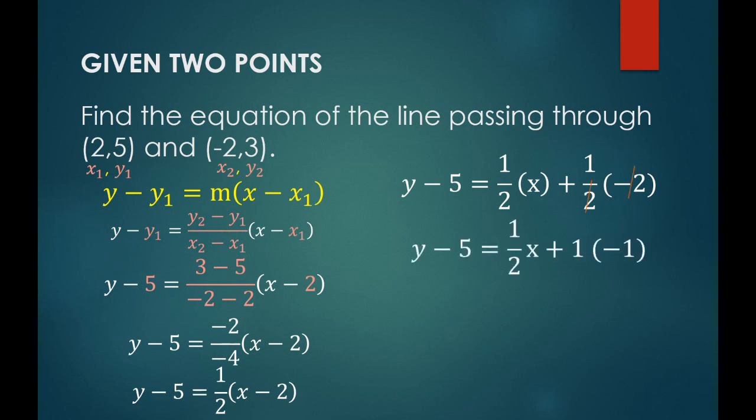y minus 5 is equal to 1/2 x plus 1 times negative 1. As you can see, we divided negative 2 by 2. That's why it became negative 1. y minus 5 is equal to 1/2 x minus 1. Then we will eliminate negative 5 on this side. So add positive 5. The equation is now y is equal to 1/2 x plus 4.